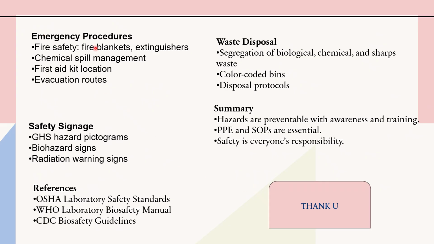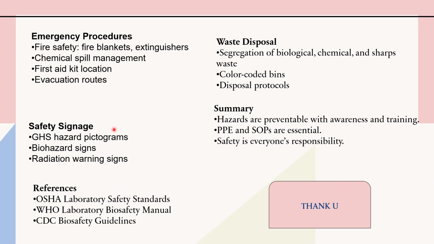Then what can be the emergency procedures? We should be aware of fire safety, fire blankets, extinguishers, and chemical spill management. We should be aware of how to manage a chemical spill. Then the first aid kit location and its uses, then evacuation routes in case a fire breaks out.